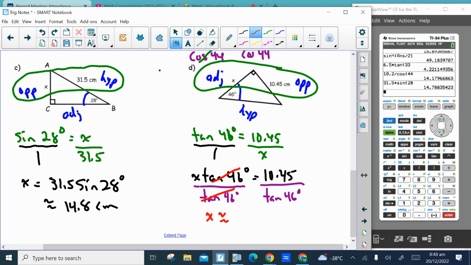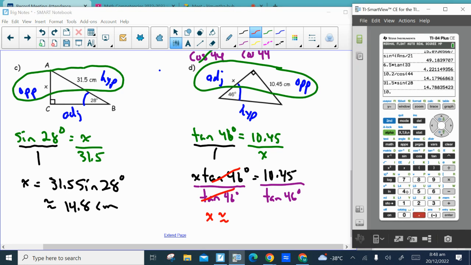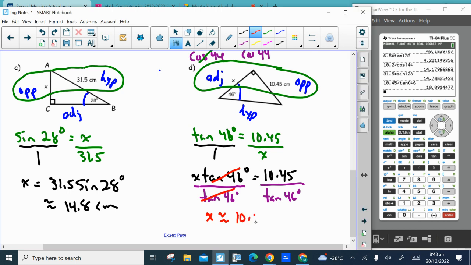We can find out what the approximate answer is by, again, going back to our calculator. 10.45 divided by the tan of 46 degrees. So round to the nearest tenth, it would be 10.1 centimeters. Same unit as the opposite side. Okay?